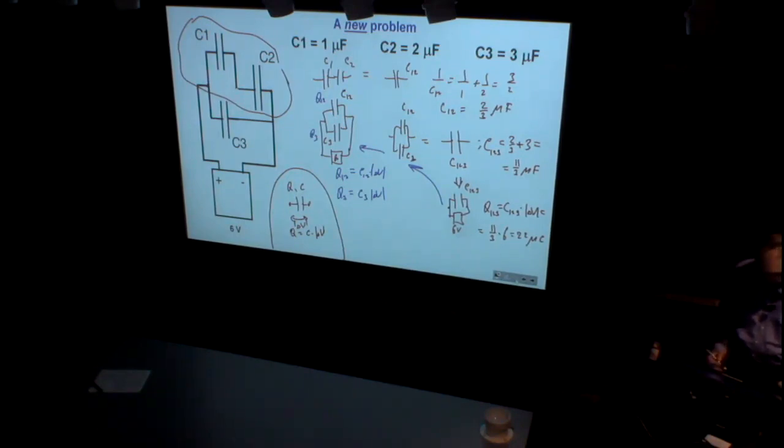So now we can calculate these charges, but if we go back from this situation to this situation, the charge number 3 will be given by this expression. And actually, we could have found it at the very first step, because the capacitor number 3 is directly connected to the battery. But the charges Q2 and Q1 should be just equal to Q12.